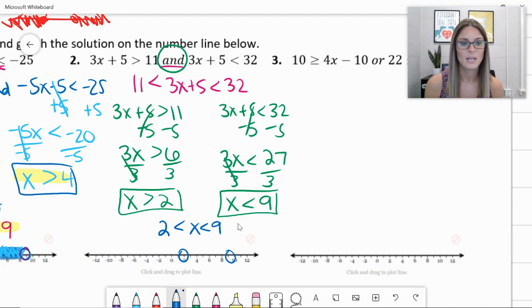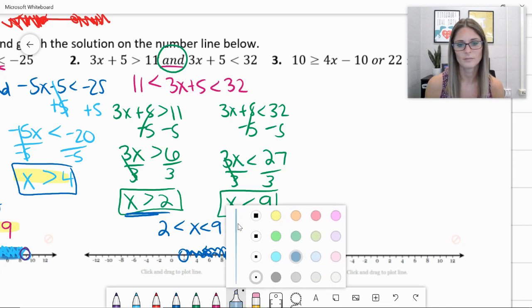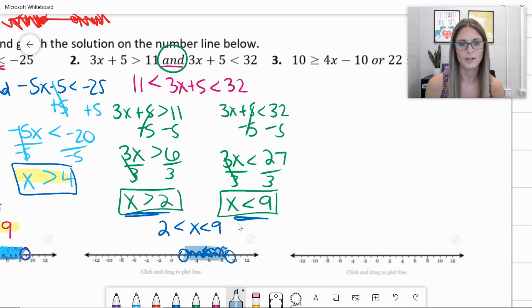Let's see what happens. X is greater than 2. That one's going to go this way. And x is less than 9. This one's going to go that way. Perfect. They're going to shade right in the center. Shading right in the center. We've got open circle and open circle. Okay.